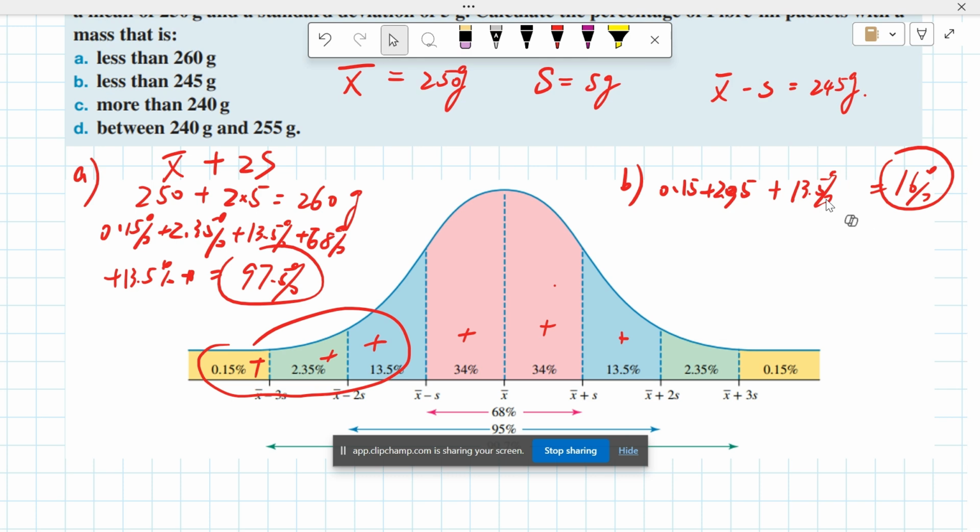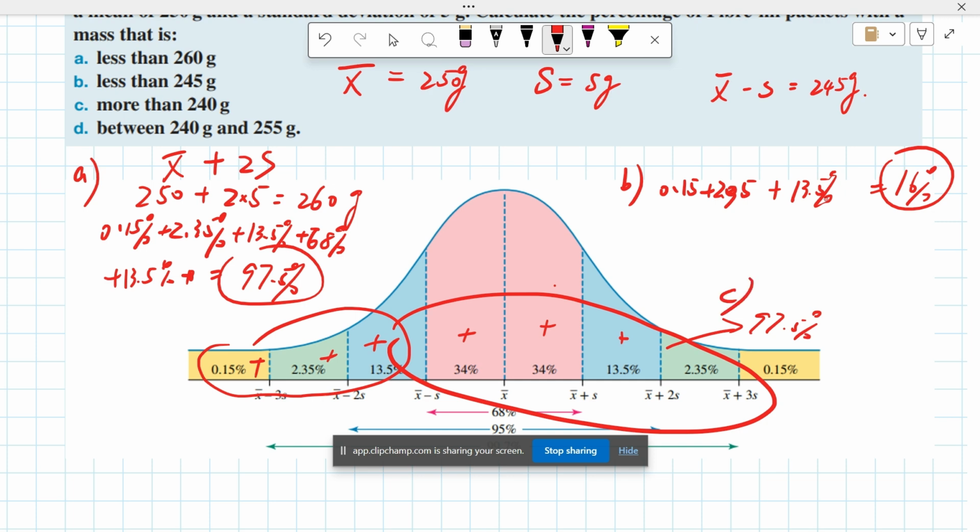Now 240 is below 2 standard deviations, so it's below the main percentage. Let's see how we go. If you have more than 240, you add those numbers together again, and that will be 97.5% again.